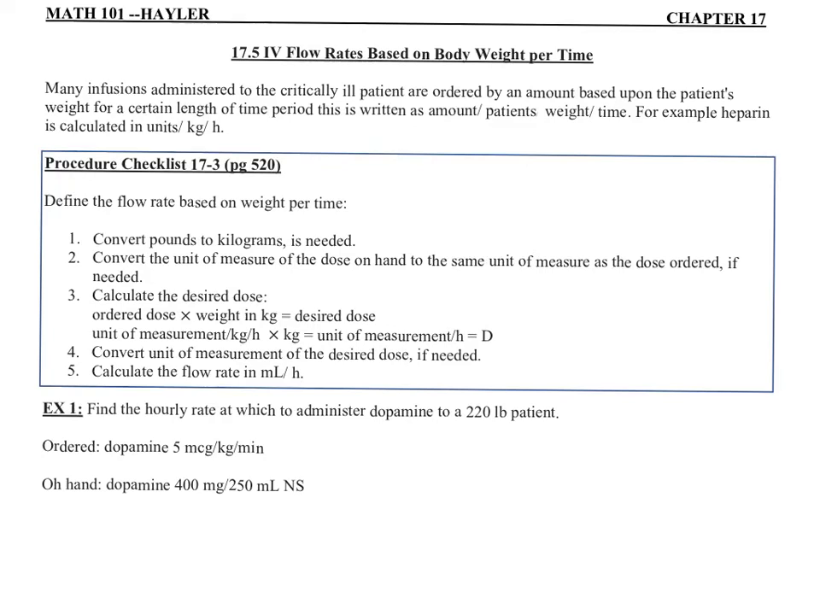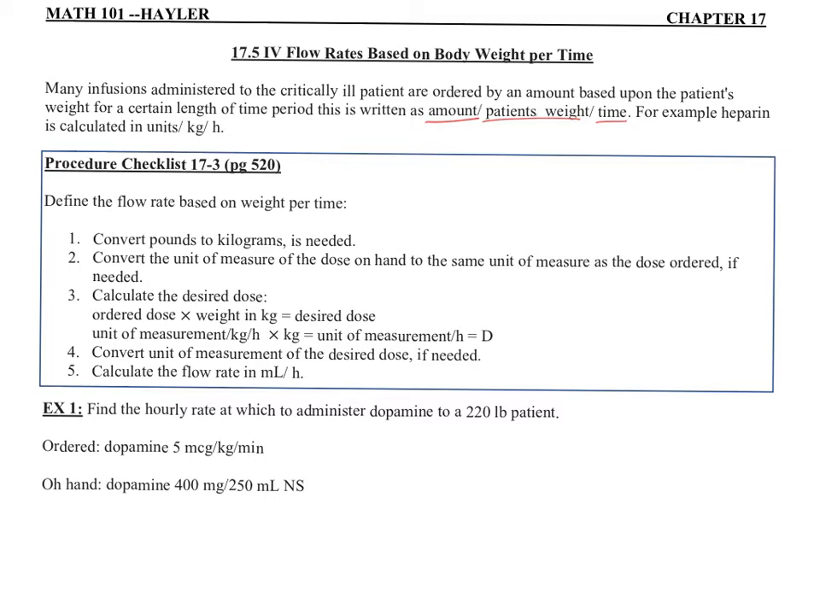Welcome to Chapter 17, 17.5, IV flow rates based on body weight per time. Many infusions administered to the critically ill patient are ordered by an amount based on the patient's weight for a certain time period, and this is written as amount, patient's weight, and time. For example, heparin is calculated in units per kg per hour.